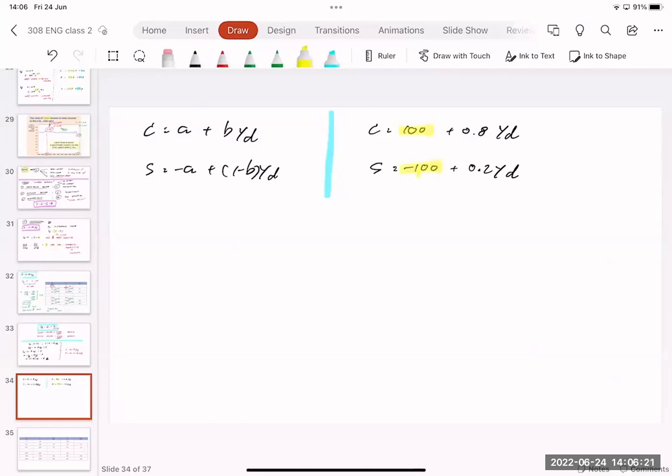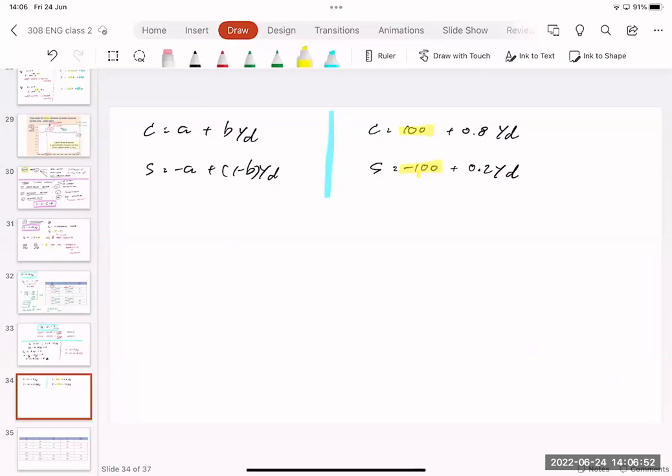Focus on A and minus A first. What is the meaning of A? The meaning of A is if you don't have any money, you need to spend 100 baht on consumption in order to survive. If you spend 100 baht but you don't have money, you need to borrow the money from someone. That's why saving starts with minus 100. C starts with 100, S starts with minus 100. The meanings are related to each other.